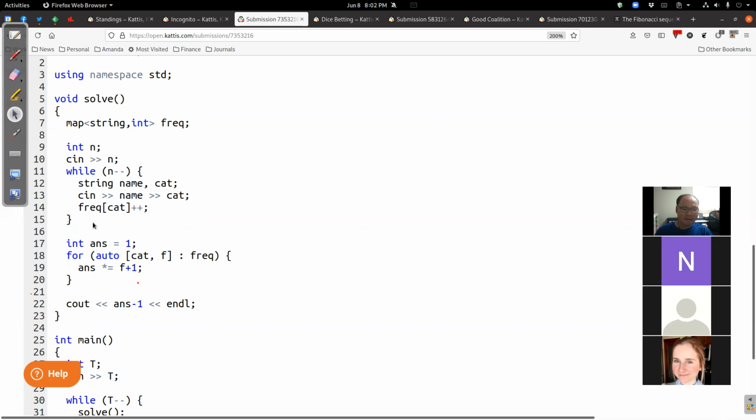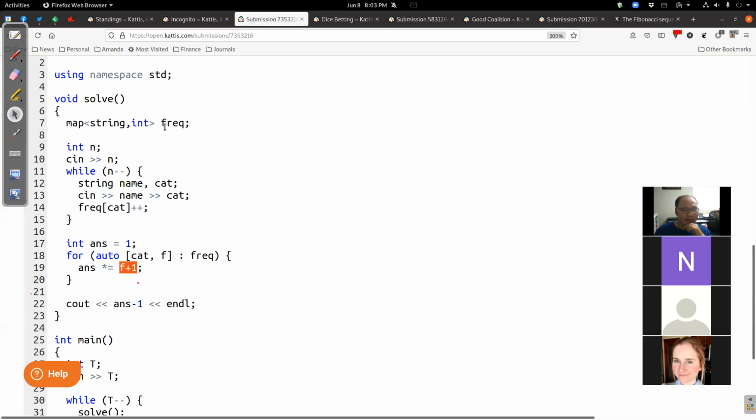That's all I'm doing. Then the answer is basically the product of all the category counts plus 1. So if I have a category that has 5 things, that means I have 6 choices: each of the 5 things, or not using it. And I'm just looping through all the different ones. I don't know if you've seen this, this is a C++17 feature. It's relatively new.